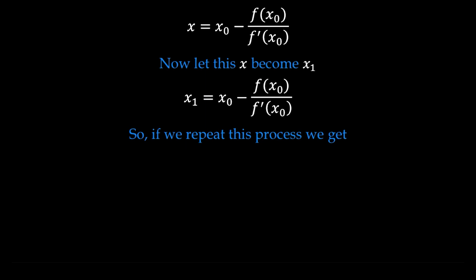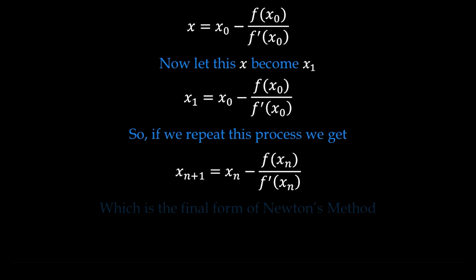If we let the indices on our x's have a counting variable n, we can rewrite the formula like so. Notice that if n is 0, we get the equation just above, but if we let n become 1, then we get the next formula. This type of formula is called an iterating process, since we're taking the output and using it as an input. This is the final form of Newton's method.